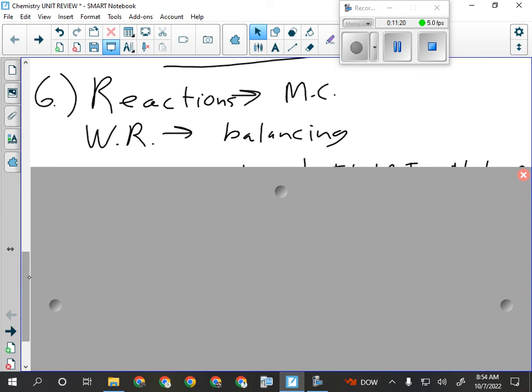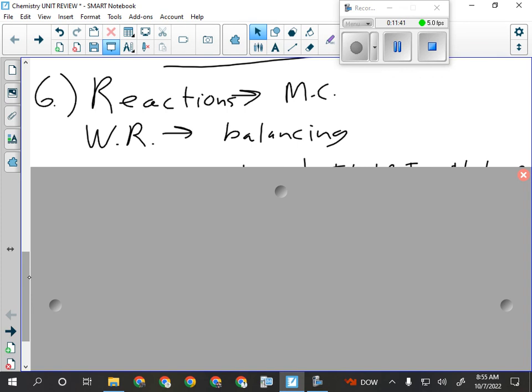So first question, some balancing. Second question, reactions. Third question, structure of the atom. Fourth question, mole equation. And then there's your polar nature of water question, any solubility, that kind of stuff. So it's going to follow basically the same setup as the practice test.